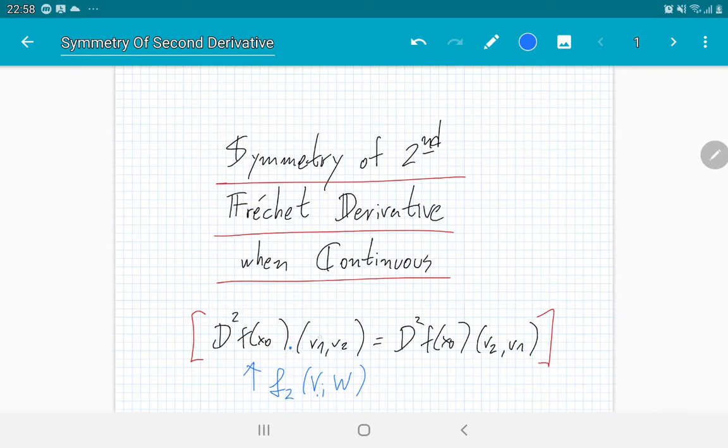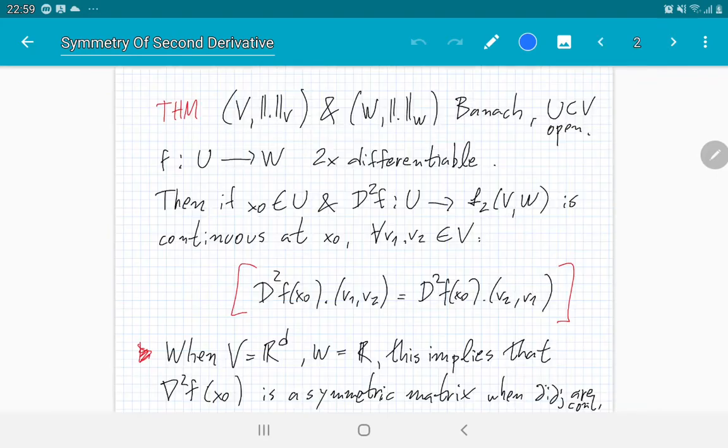Okay, I have to clarify that, but basically symmetry means that the bilinear transformation has two arguments, and symmetry means that the order of these arguments doesn't change the result. So, okay, let's have a precise statement.